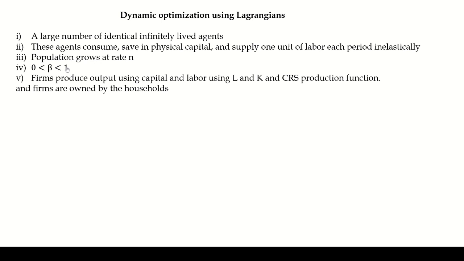And firms produce output using capital and labor, with a constant returns to scale production function, and firms are owned by the households. So let's assume the production takes the form of a Cobb-Douglas, which is in this form, and let's also assume the same utility function for the consumer as we used before, which is this form. And output must be consumed or used as an investment in new capital goods. So we will have the aggregate resource constraint for the economy.